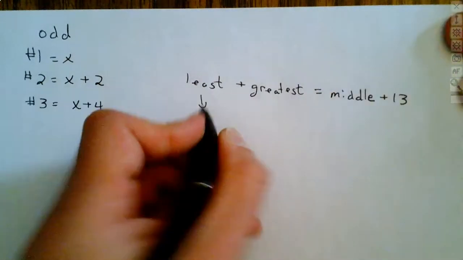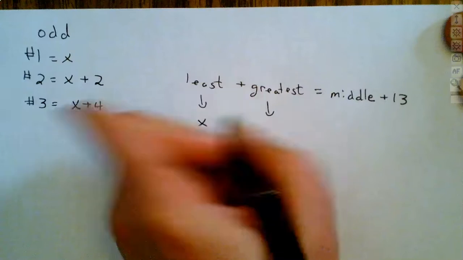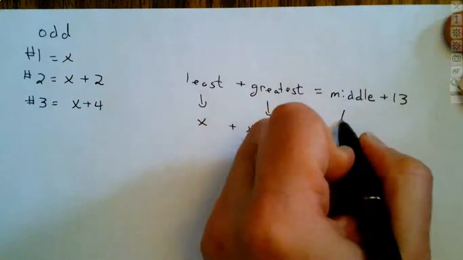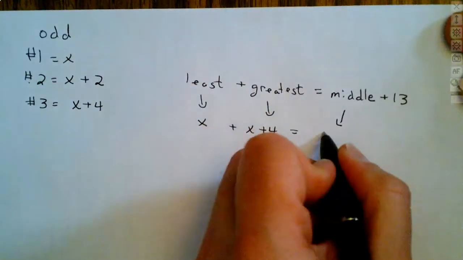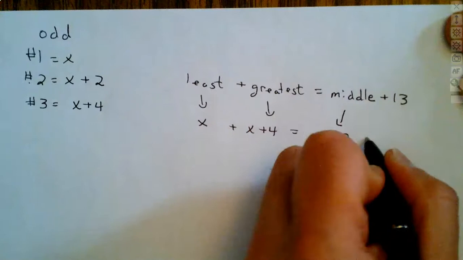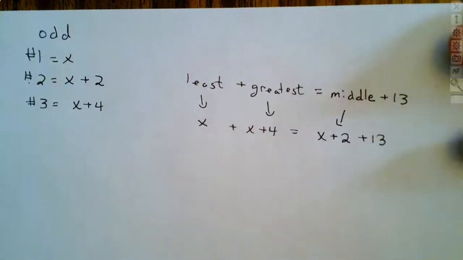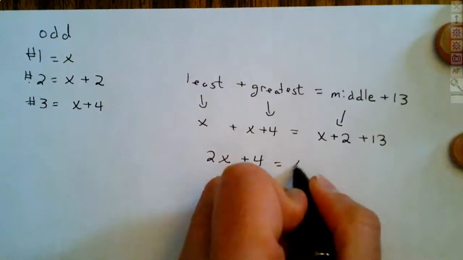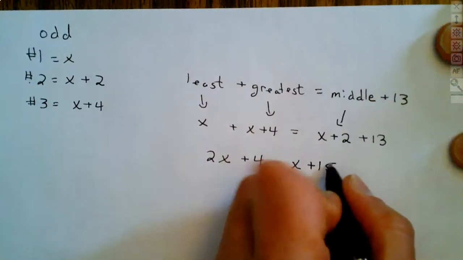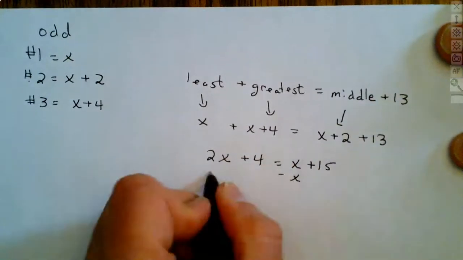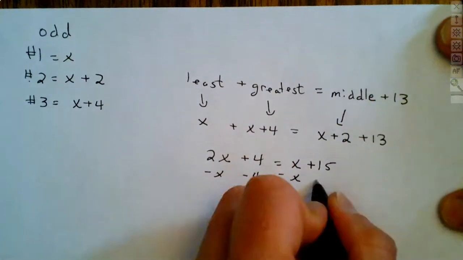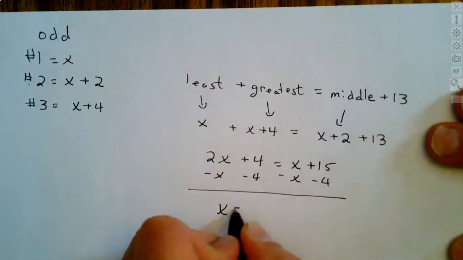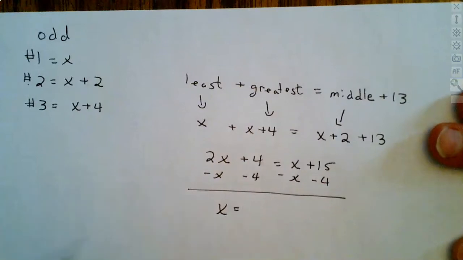Okay, our least is going to be x. The greatest will be x plus 4. The middle is our second one here. That's x plus 2. And then we've got a plus 13. Combining, that's 2x plus 4 equals x plus 15. We'll move our x over, and we'll move our 4 over as well. Now we have x equaling 15 minus 4 is 11.